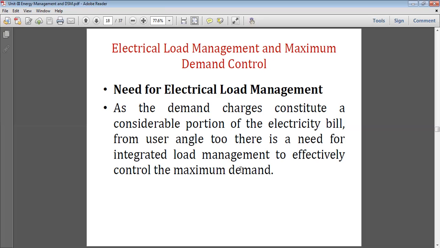So if you are able to reduce the maximum demand, definitely we are able to reduce our electric bill. But what is the way to reduce our maximum demand? The maximum demand can be reduced in two ways. One, by maintaining the power factor, which we have already discussed. What is the maximum demand in kVA? Maximum demand in kVA is equal to kilowatt divided by power factor. If your power factor is 1, your maximum demand will be smaller. If your power factor is 0.8 and kilowatt is 100, it becomes 125. So by improving the power factor, we are able to reduce our maximum demand.